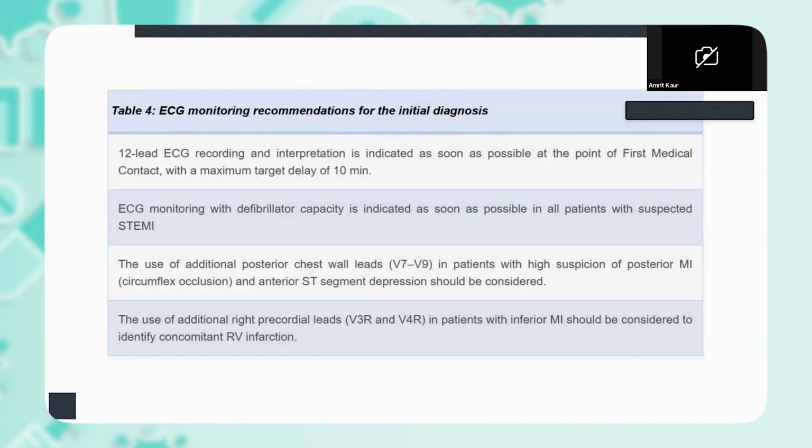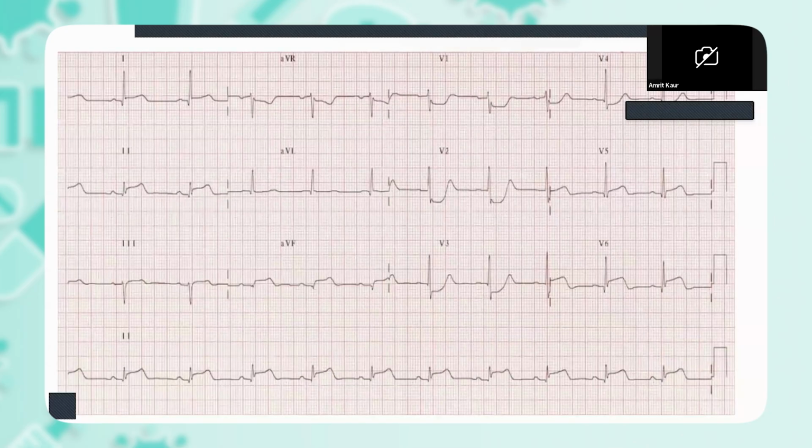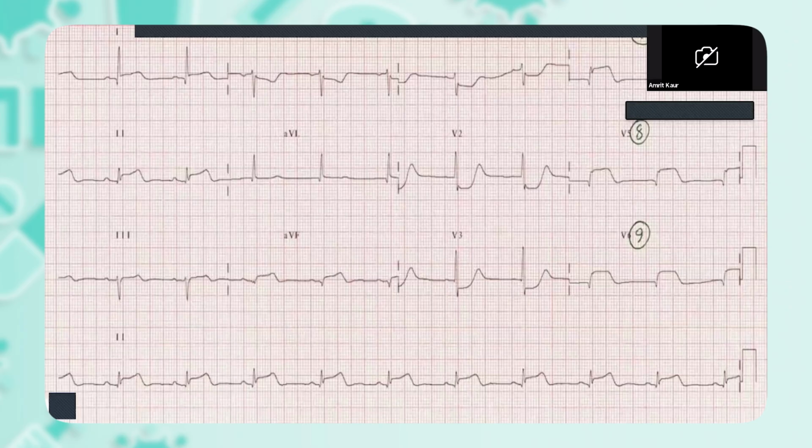I want you to have a look at this ECG. This is the posterior wall MI. As you very correctly said, there is ST segment depression in V1, V2, V3. And then we apply posterior leads, as you correctly said, on the left side of the patient. These are called V7, V8, V9 leads. And then you can see ST elevation in the leads marked V7, V8, V9. So this is your posterior wall MI.